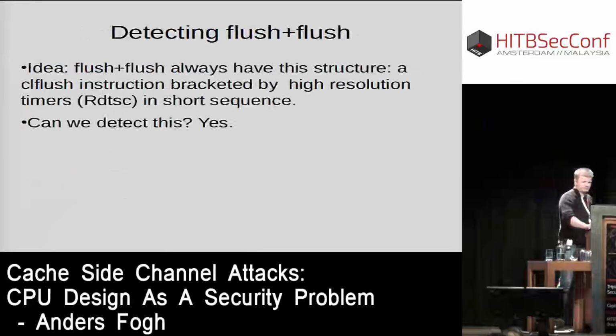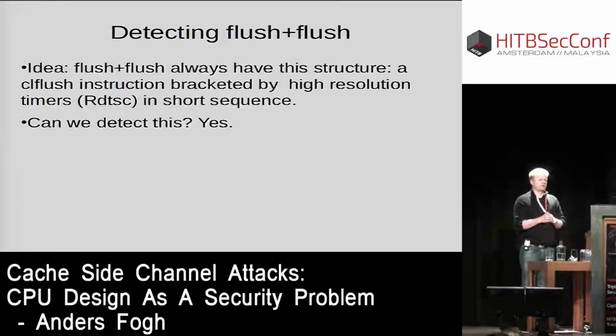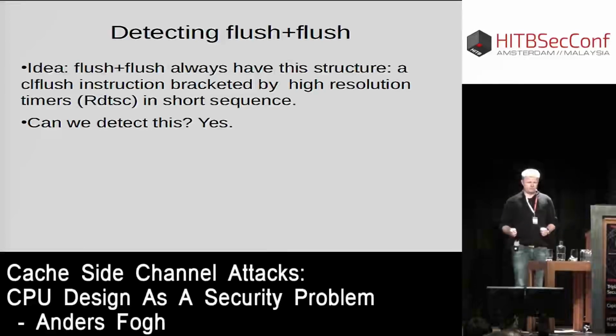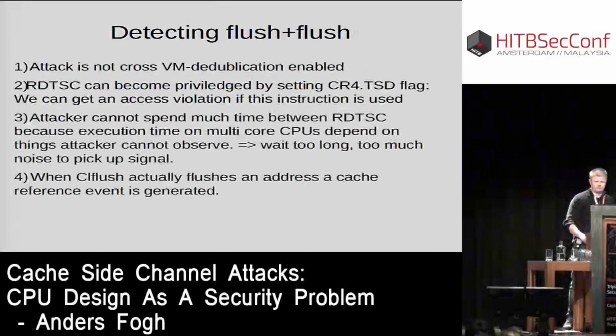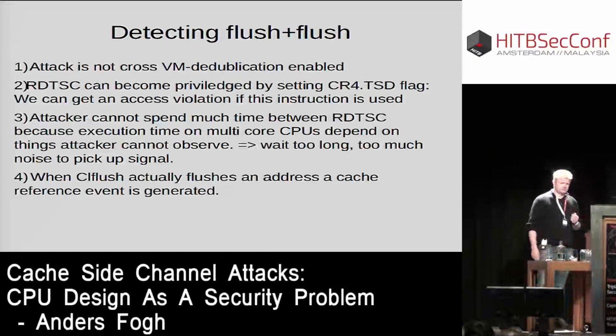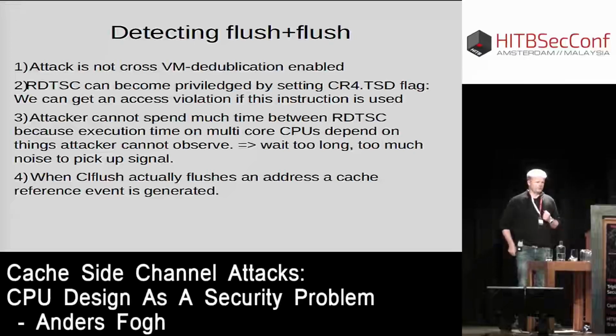So returning to the subject, detecting flush and flush. The core idea about detecting flush and flush is that it always has a certain structure. It's a CLFLUSH instruction bracketed by high-resolution timers, the RDTSC instruction, in a short sequence. And we can ask ourselves if we can detect this, and the reality is that we can. Before we can go on to actually detecting flush and flush, we'll need to know some things about how we do it.